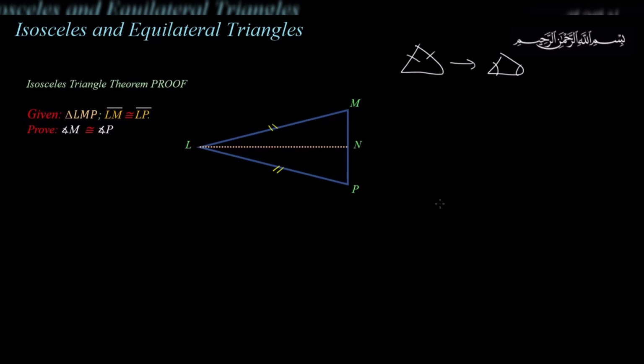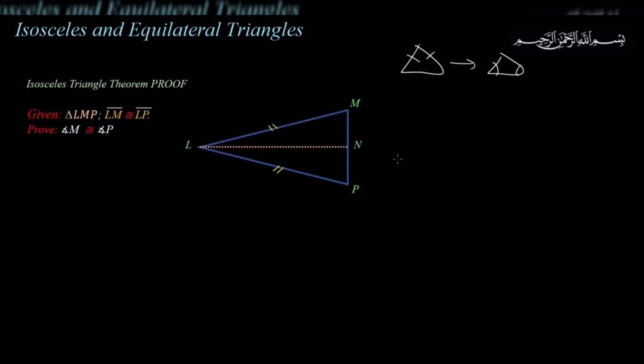Okay, so you draw that little dotted line. If you can imagine that you created two baby triangles, right? This triangle over here and this triangle over here, then if you can somehow prove that those two triangles are congruent, then M and P would be congruent by CPCTC.